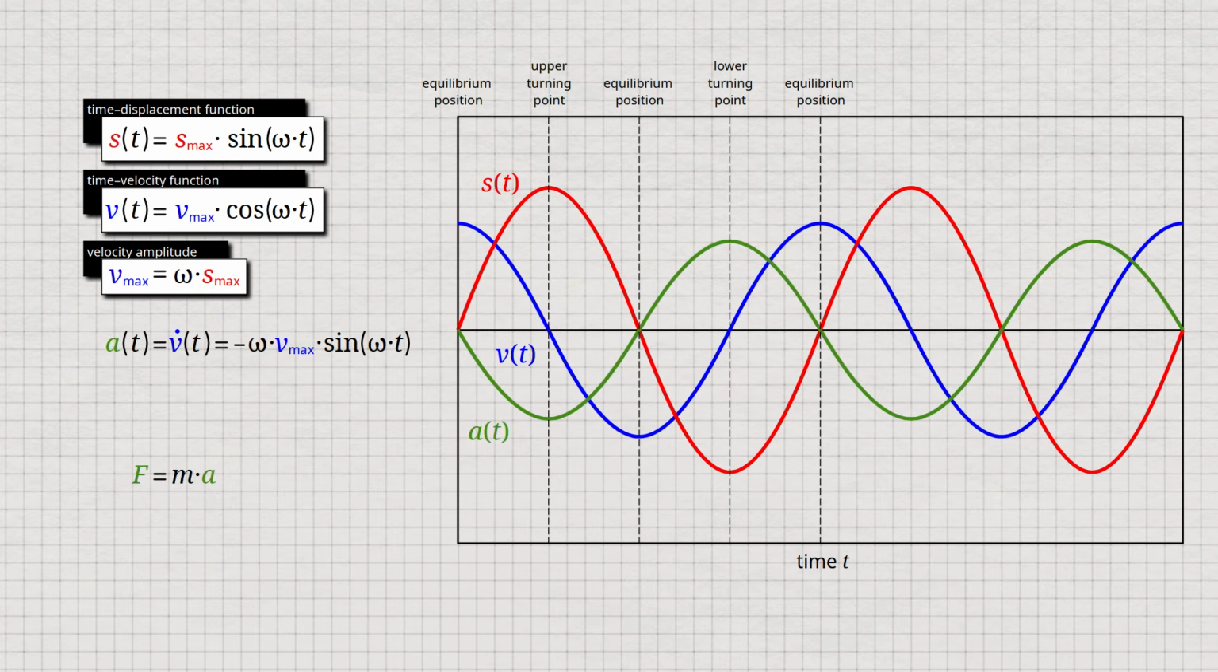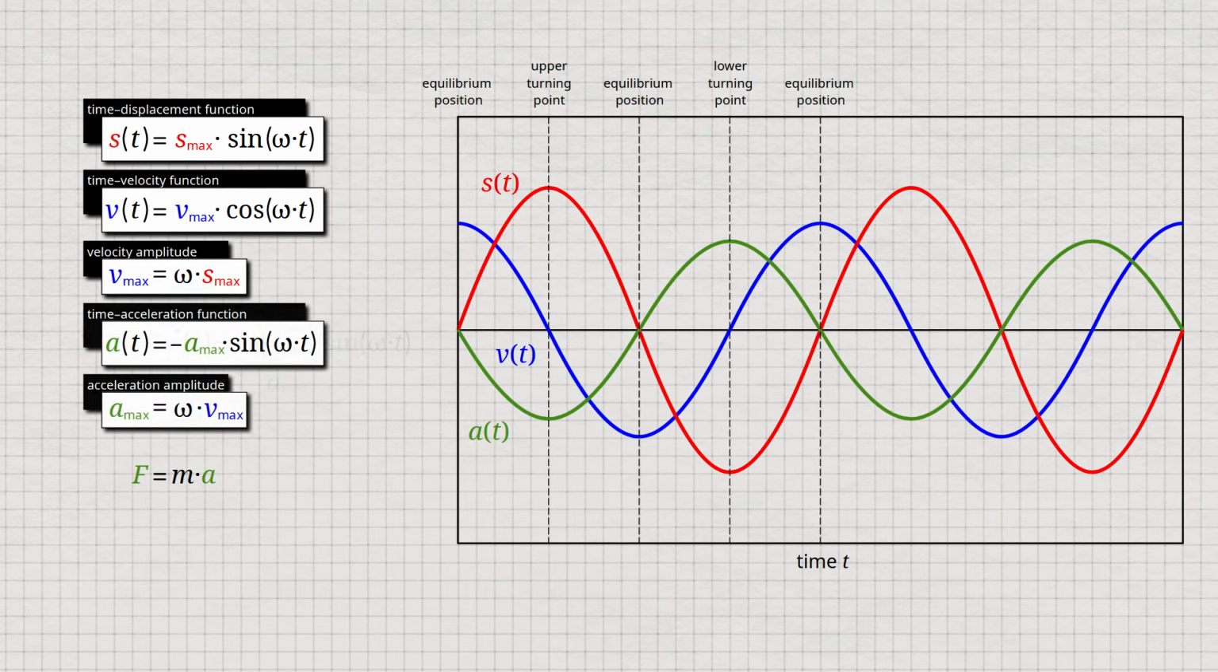The product in front of the sine function, consisting of angular velocity and maximum velocity, corresponds to the amplitude of the acceleration and thus represents the maximum acceleration. We can therefore express the time dependence of the acceleration as indicated. If at this point we replace the maximum velocity with the product of angular velocity and maximum displacement, the maximum acceleration can also be determined as shown.